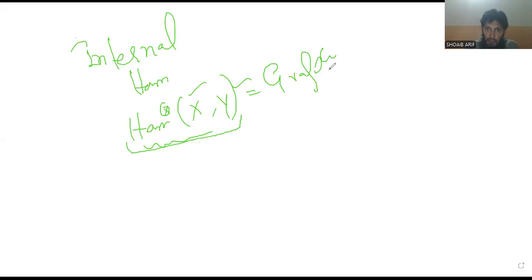What is the definition of a graph? According to the definition, a graph is an ordered pair of two sets: a set of vertices and a set of edges. The set of edges is a subset of V cross V. This is the definition of a graph. So what is the set of vertices of this graph and what is the set of edges of this graph? First of all, let us define the set of vertices of Hom tensor (x, y).